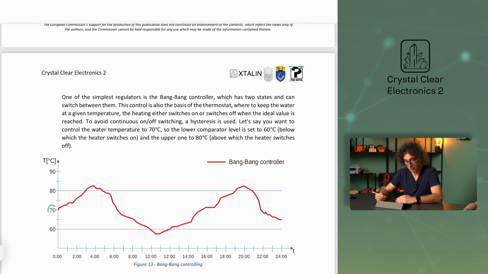Let's say you want to keep the water temperature at 70 degrees Celsius, so the lower comparator level is set to 60 degrees Celsius and the upper is set to 80 degrees Celsius. This way, there will be less switching on and off, as state changes only occur at these two values. The bang-bang controller is activated when one of the comparing levels is reached by the controlled signal. Continuing with the previous thermostat example, if the water drops below 60 degrees Celsius or rises above 80.